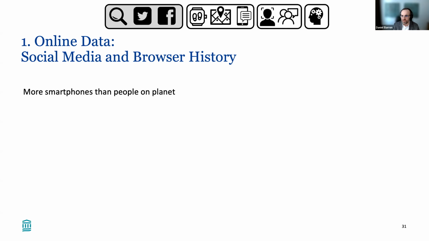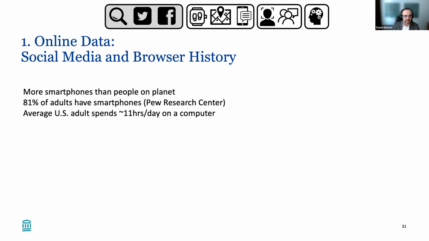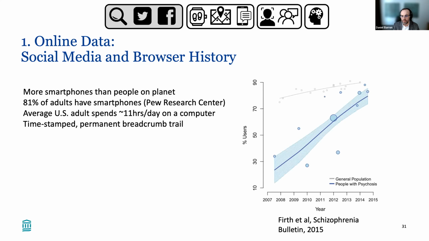However, all of us probably have devices in our pocket, or you might even be listening to this talk on your device. Almost all people, 81% of adults, this is a few years ago, have smartphones. We spend a lot of time on a computer, and what our interactions with devices leave us with is a timestamp breadcrumb trail for what we've been up to. And this is the same in patients with mental health conditions.